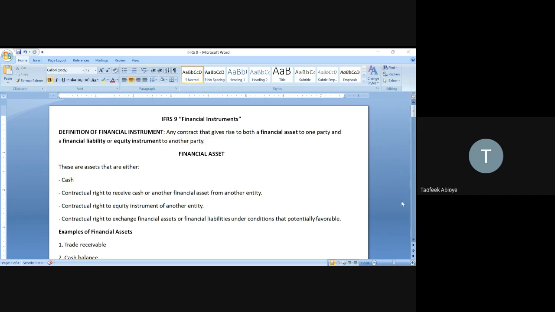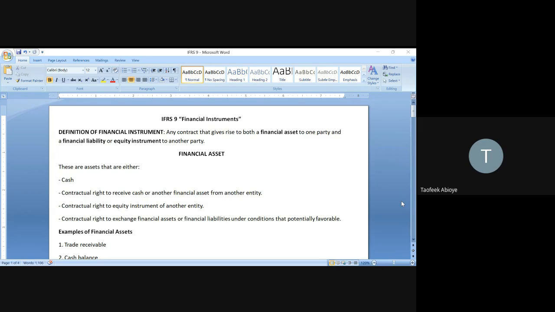Where I'm going is that we have current assets and non-current assets. Then we have financial assets and non-financial assets. That is where we are going today. When we talk about assets, we talk about non-financial assets and financial assets. When we are talking about financial assets, we can now talk of financial instruments. So what is a financial instrument?